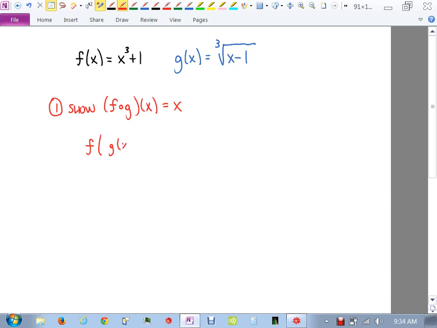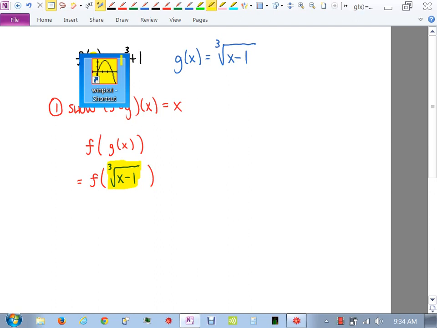So f of g of x means you take f and you plug in g of x. That means you plug in whatever g is, and g is the cube root of x minus 1. Now I take this and plug it into f. If you go up to the f function and plug in x, you wind up just cubing it and adding 1. So I'm going to take that highlighted yellow part, the cube root of x minus 1, cube it, and add 1. I get rid of the f and actually apply the function.